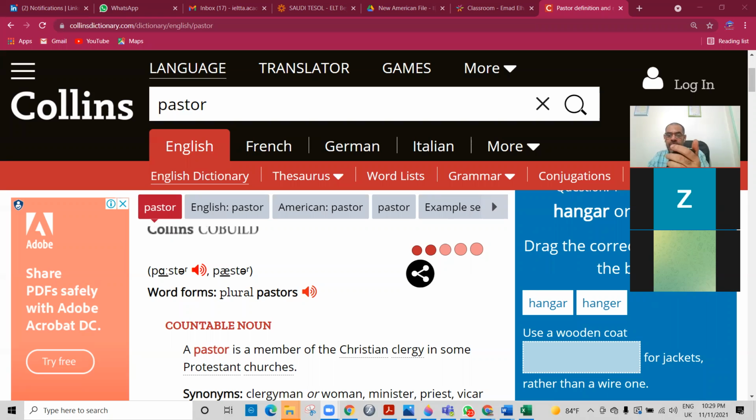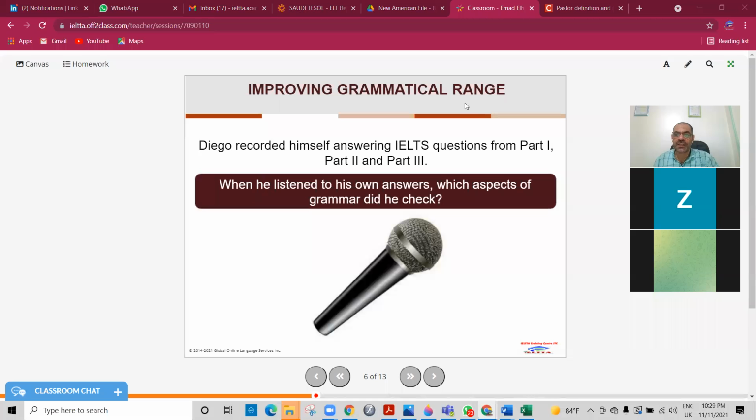I think this internet connection is not good, but it can give you stars like this, and it shows you how your pronunciation was identical to native speakers or not. I mean, the correct pronunciation. In the IELTS test, we are not concerned about your accent at all.